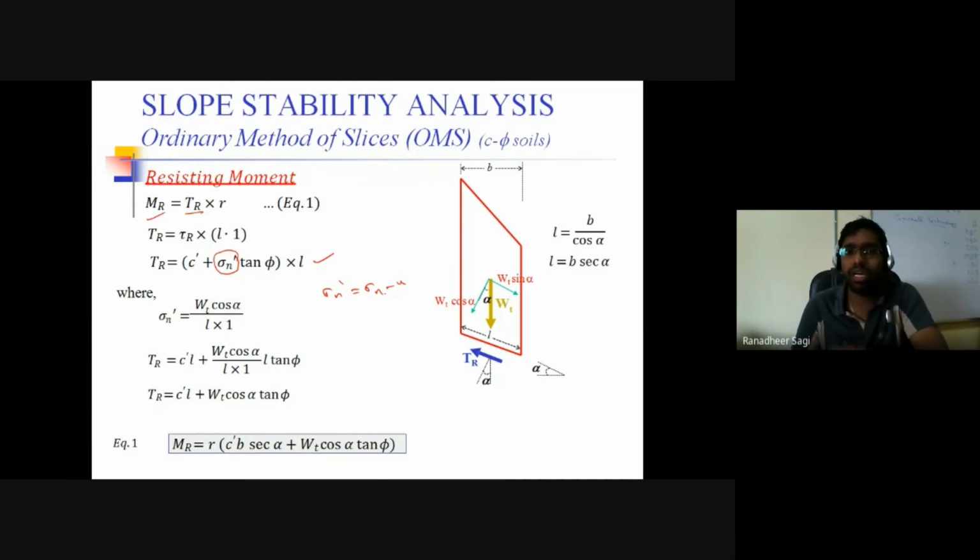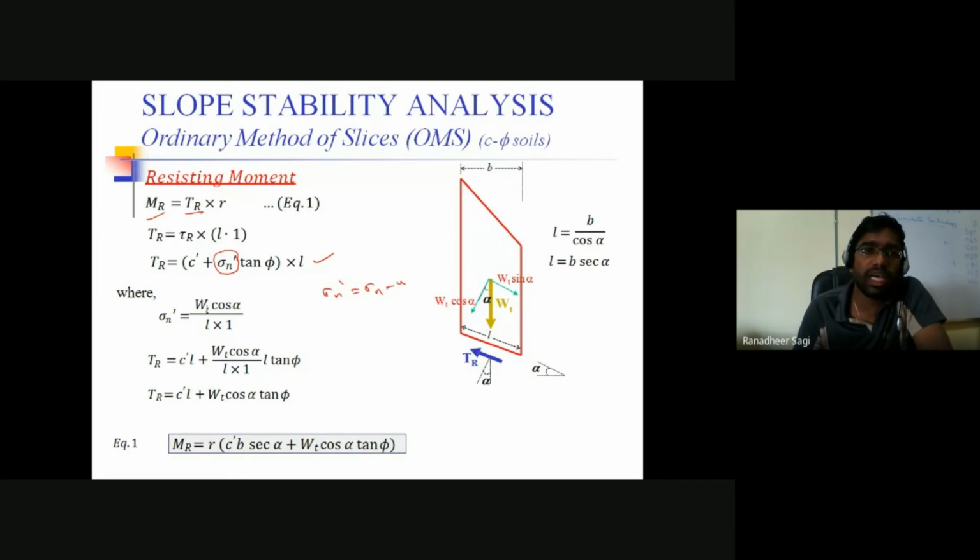Here we are not talking about the condition of submergence, but in case the submergence is there, then the pore water pressure term should also be brought into consideration. So sigma n or sigma n dash is what I can write. What is normal stress? It's the normal force divided by the area on which that particular normal force was acting. So what is my normal force?